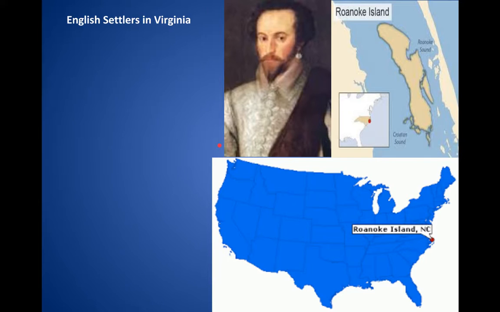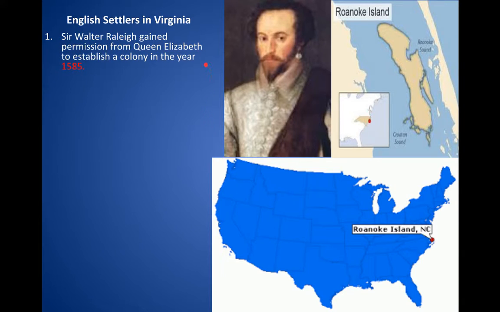English settlers in Virginia. So we'll start with Sir Walter Raleigh. We mentioned him on the timeline. He gained permission from Queen Elizabeth to establish a colony in the year 1585. So he was the first Englishman that got permission to come across the Atlantic Ocean and start a colony. And he did that in 1585.